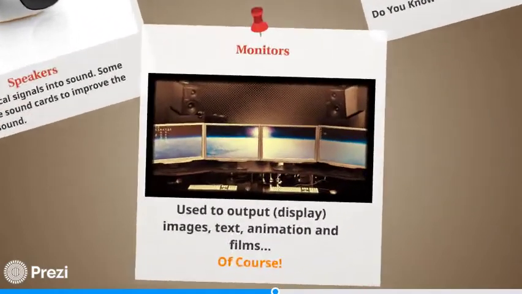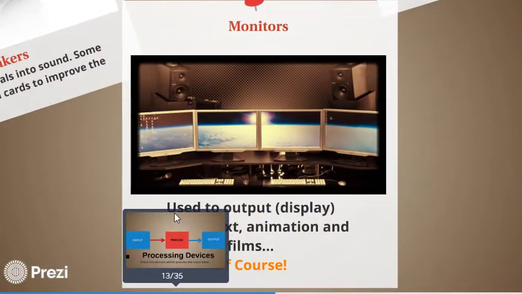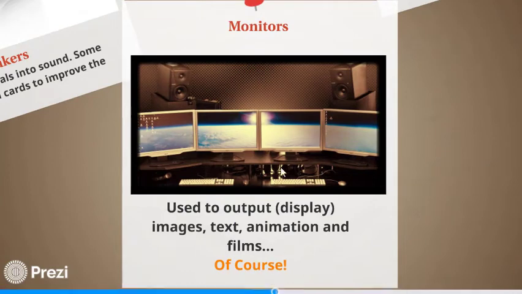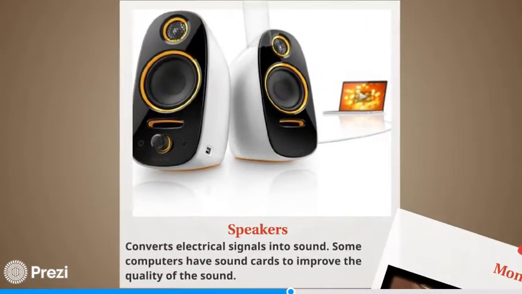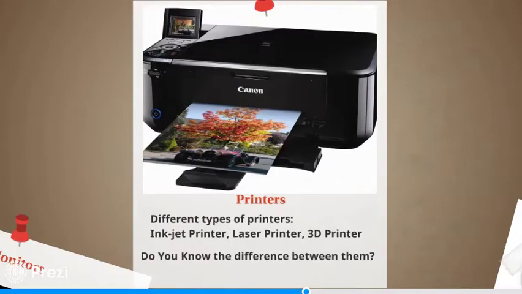These are examples of output devices. These are monitors, for text, images, animations, and films. And speakers convert electrical signals into sound. Some computers have sound cards to improve the quality of the sound, and if you're familiar with high-end sound like Dolby Atmos.